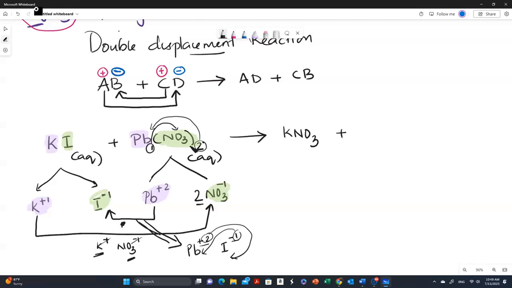So there are 2 ways to write this one. Pb is Pb+2. In order to make a neutral compound, you need 1 more iodine, right? Because this is +2, -1 does not cancel out. You still have +1 remaining, so you technically need 2 iodine. So your other compound is going to be PbI2. Got it? So this is how we crisscross and write the ionic compound in a double displacement reaction.